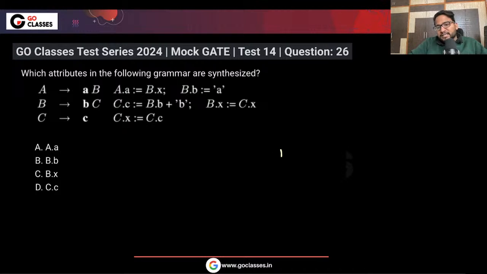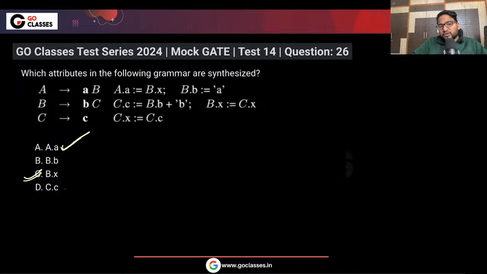Okay, so synthesized attribute is basically, if we are having this kind of production, then the synthesized attribute will be the attribute of A, which means the attribute which is being calculated using the children. So this one is the synthesized attribute. And then if we talk about this B, then B.X is also the synthesized attribute. Here in this production C.X is a synthesized attribute.